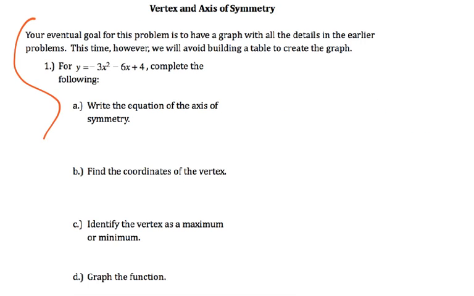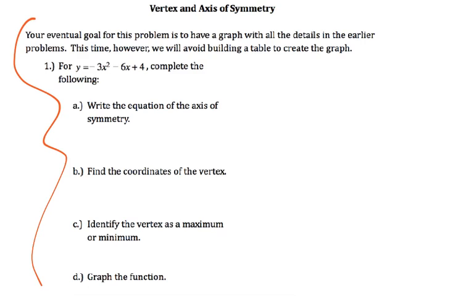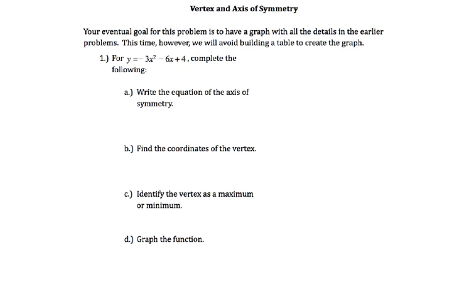Now look at this problem. What I'm showing you this for, all broken out, is that this is going to be a multi-part problem that I'll then kind of break down a little bit more specifically. So your eventual goal for this type of problem is to have a graph with all the details in the earlier problems. This time, however, we will avoid building a table to make the graph. So this is a little different from what we did in the first video. For the value y equals negative 3x squared minus 6x plus 4, complete the following. And then you can read through all this and pause it, and we'll do this chunk by chunk.